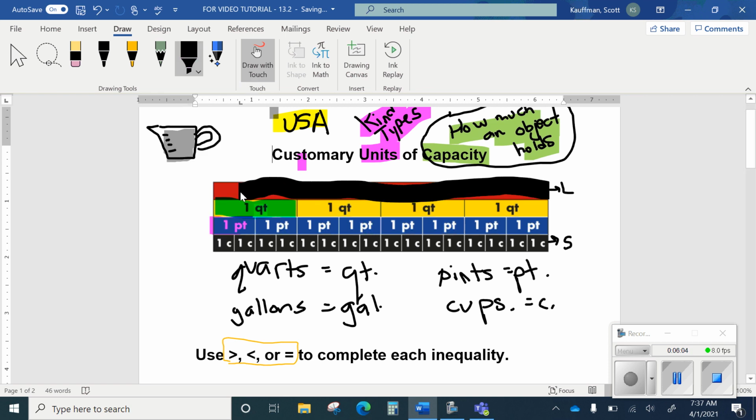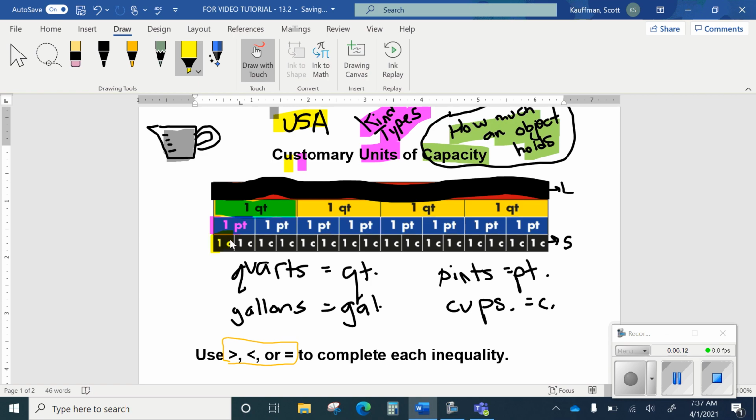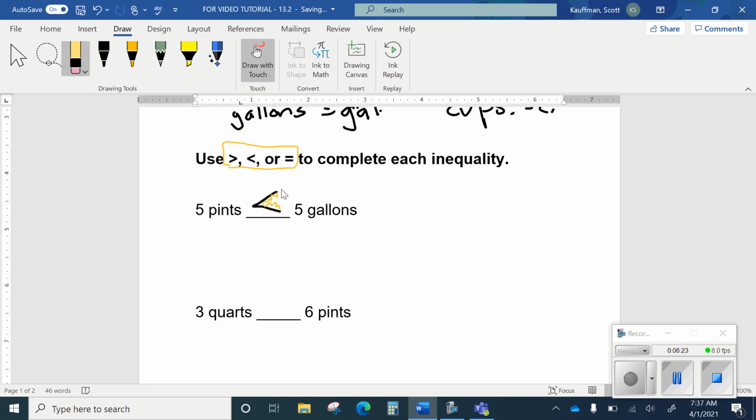1 gallon is way bigger than a quart. 1 quart is bigger than a pint. Here's a cup. As you see, gallons are bigger than quarts. Quarts are bigger than pints. Pints are bigger than cups. Okay? So that'll help us out a little bit as we do the rest of them.